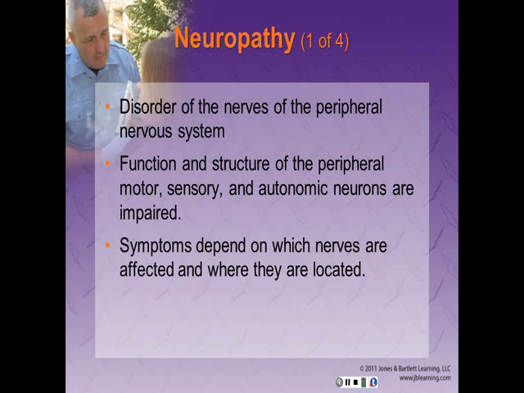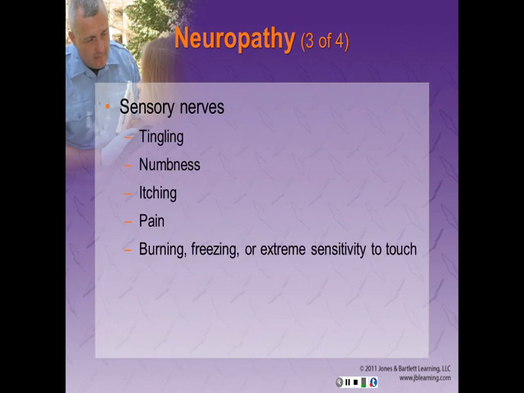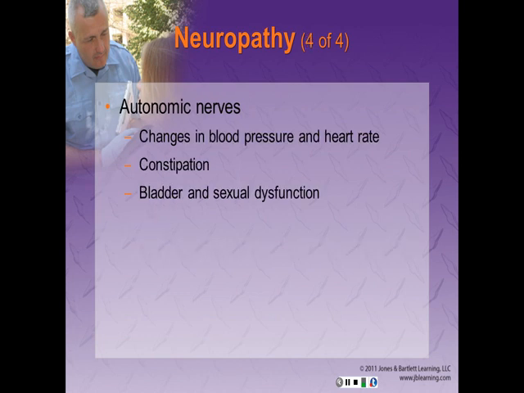Neuropathy. Neuropathy is a disorder of the nerves of the peripheral nervous system in which function and structure of the peripheral motor, sensory, and autonomic neurons are impaired. Symptoms depend on whether the nerves affected are motor, sensory, or autonomic, and where the nerves are located. With motor nerves, you may see muscle weakness, cramps, and spasms, as well as loss of balance and coordination. With sensory nerves, there may be tingling and numbness, itching, pain, burning, freezing, or extreme sensitivity to touch. With the autonomic nerves, you may see changes in blood pressure and heart rate, as well as constipation and bladder and sexual dysfunction.